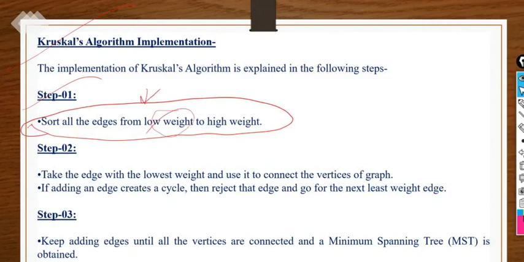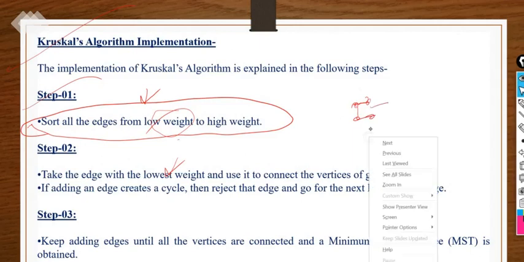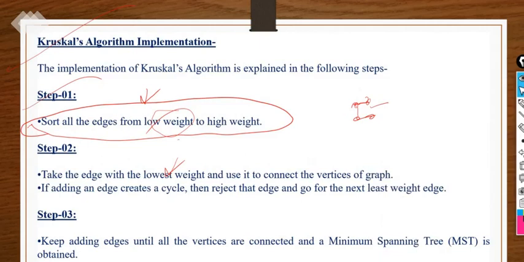From low to high, so in increasing order, you have to sort all the edge weights first. That is the first thing about the Kruskal algorithm. Then you have to select the lowest weight and connect the vertices to create the complete subgraph, so that the graph is connected at last and there should not be any cycle.